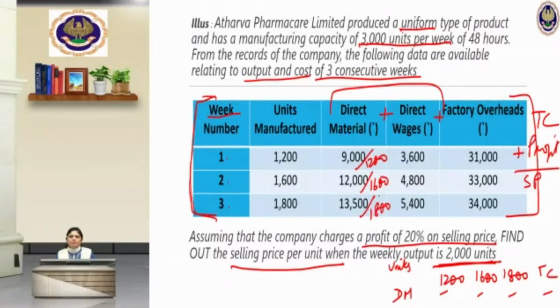Can you tell me the per unit for all the 3 weeks for direct material? Can you calculate direct material cost per unit? So 9,000 is for first week and units are 1200. So how much is the direct material cost per unit? Please calculate for first week, and then for second week, and then for third week. Can I have the direct material cost per unit?